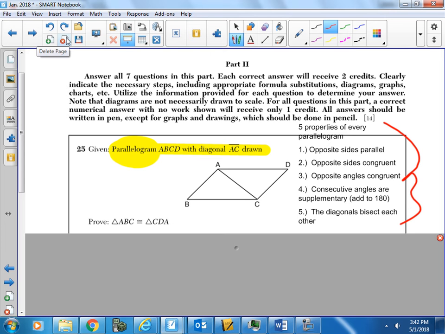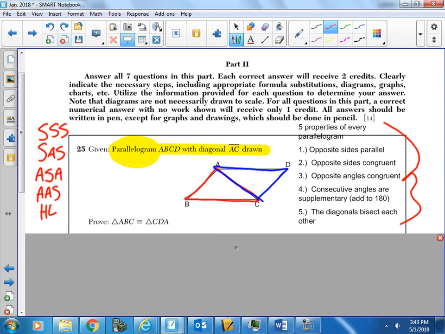All right, what we're trying to prove is that triangle ABC is congruent to triangle CDA. Now, remember, there are different ways you can prove triangles congruent. You can use side, side, side. You can use side, angle, side. You could use angle, side, angle. What's the other one? Angle, angle, side, or hypotenuse, leg. All right.